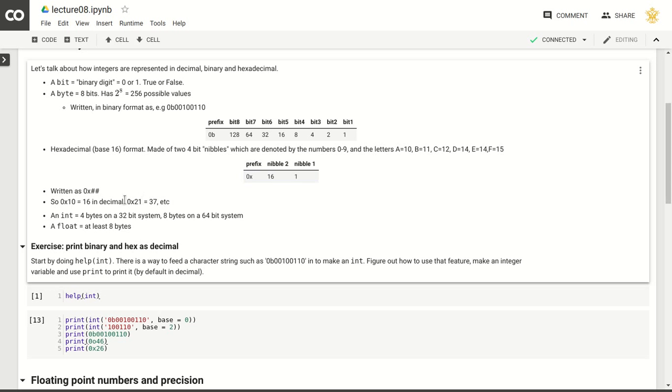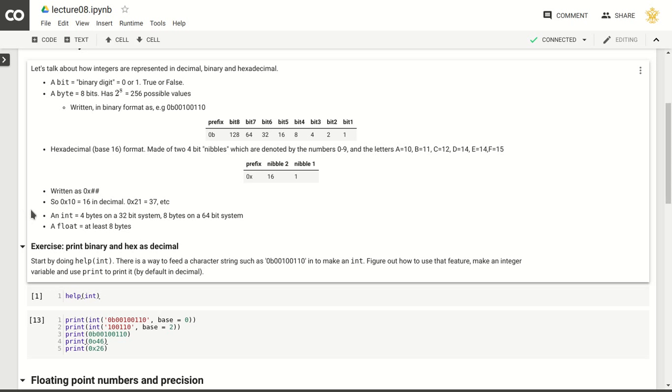Then we can go to values like 0x21, which is going to be 37. If you add 2 times 16, which is 32, plus 1, that is 33. I would imagine so, a typo there.